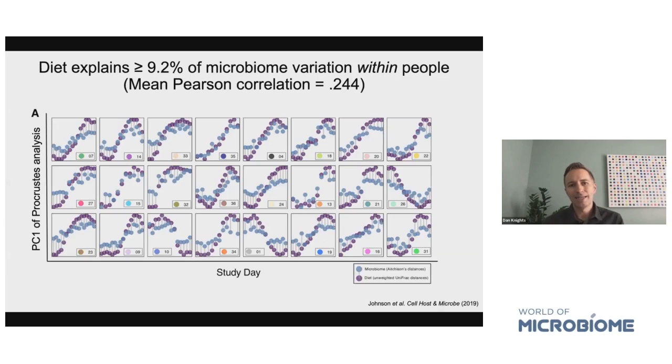And what we saw here is that diet explained about 9% of the microbiome variation within each person. This was a Pearson correlation on average of 0.24. So it seems as though diet is actually explaining about twice as much of the within-person variation longitudinally as it is of the cross-sectional variation between people. And this may be one reason why we haven't seen a lot of strong diet microbiome correlations in cross-sectional data.